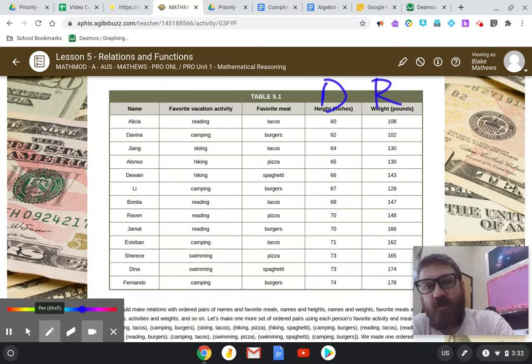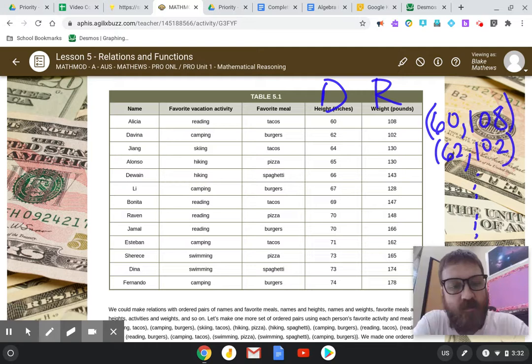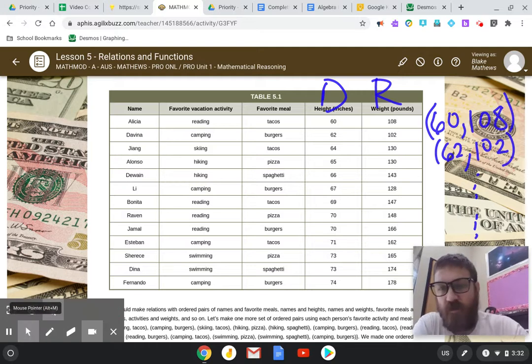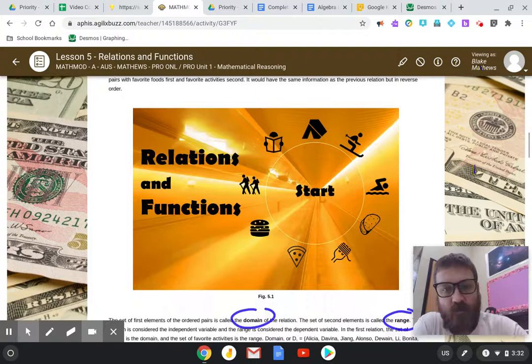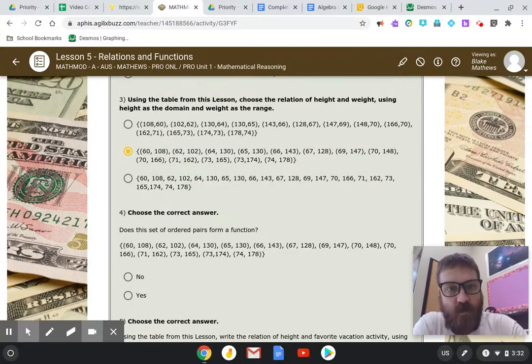So each one of these is going to end up being a point. So for instance, 60, 108, 62, 102, and so on. So you need to find which one of the answer choices matches these. Well, let's just use these as our first, 60, 108, 62, 102, and go see if any of those have that. So I see 60, 108, 62, 102. So it's got to be one of these two.